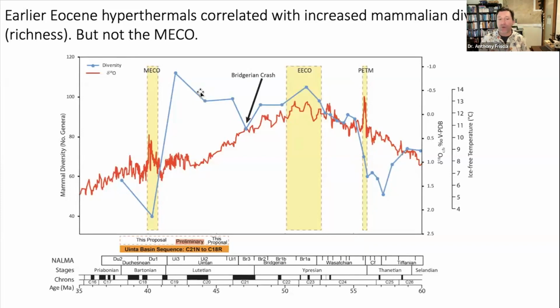basically mammalian diversity, basically the number of genera of mammals, right? How many different mammals there were around. And one thing that you can see is that in these earlier hyperthermal events, you see this big increase in mammalian diversity that's associated with that. You don't really see that with the time period we're looking at here. You see a big drop off, and there may be an increase after that. So that's one thing that we want to kind of document and get a better view on.